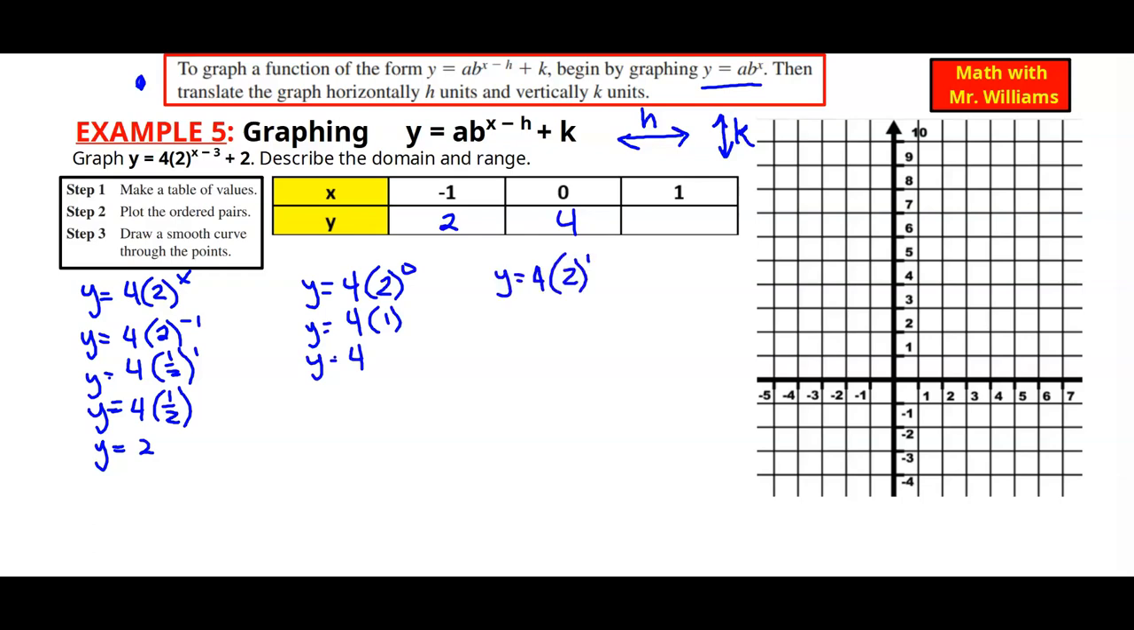All right, on to 1. Anything with an exponent of 1 will be that base. So 4 times 2 is 8. Let's go ahead and graph it. Our first one will be negative 1, 2, then 0, 4, then 1, 8. Let's go ahead and draw a line through that.